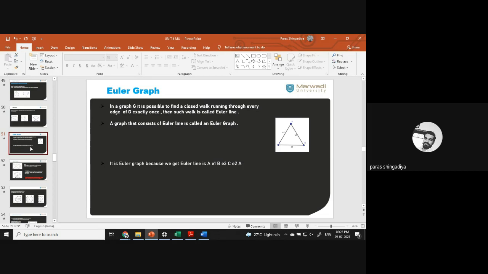Mention it, and here one example is given. One graph is given which is Euler, but you have to mention another graph in place of that. Draw another graph which is Euler, and then write its Euler line. Is it clear? All of you have done it.